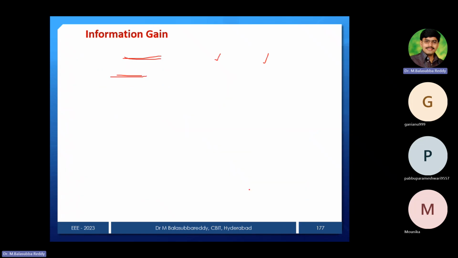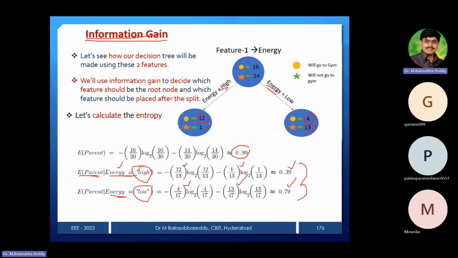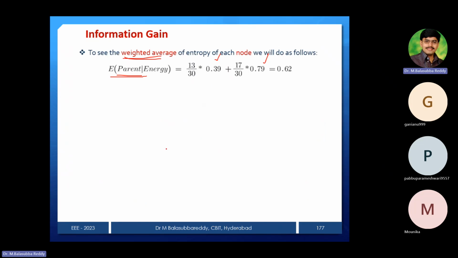So how will you get the weighted average? Using the formula, the total is 13 in this case and 17 in this case, and you multiply with the entropy. When low is there and high is there, using that formula, you can see 13 by 30 and 17 by 30. In that weighted average, when it is high, the entropy is 0.39 we calculated, and when it is low, the entropy is 0.79 we calculated. Now we got the weighted average as 0.62.